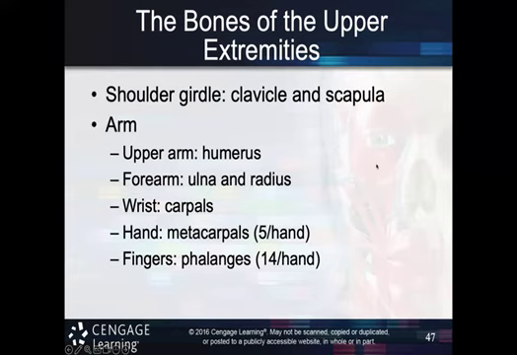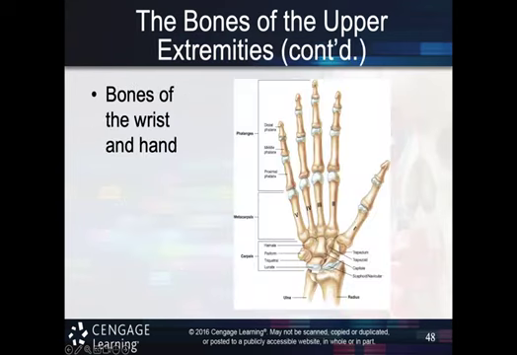Okay, now when we're looking at the bones of the upper extremities, right? Upper arm is humerus, forearm, ulna on the little finger side, radius on the thumb side, the wrist made up of the carpals, the hand is the metacarpals with 5 per hand, and the fingers are the phalanges with 14 per hand. And if we look at the bones of the hand and the wrist, what we see is a series of bones, all articulated.